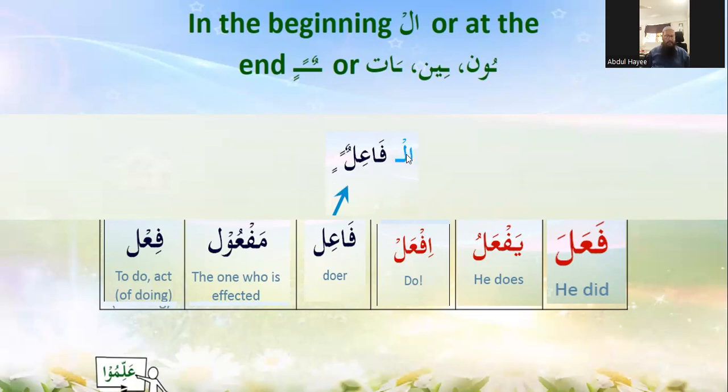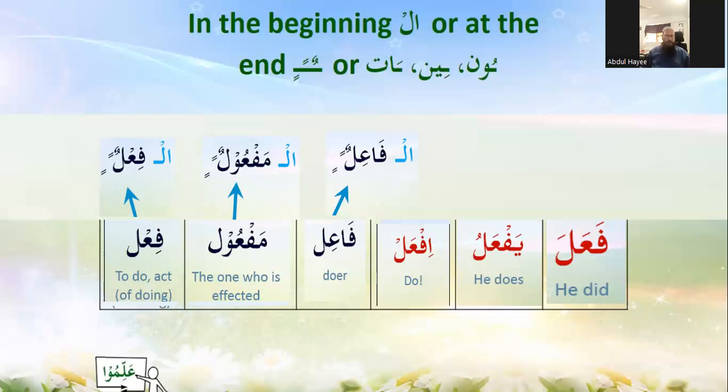If I attach alif lam, it may have the shape al-fa'ilu, wahid or the single dhamma, al-fa'ila, wahid or the single fatha, al-fa'ili, wahid or the single kasra. In the same way, I can have this from maf'ul: maf'ulun, maf'ulan, maf'ulin. When I attach alif lam, it becomes al-maf'ulu, al-maf'ula, al-maf'uli. And then we have the fail. In the same way, we have the three forms: fa'ilun, fa'ilan, fa'ilin, al-fa'ilu, al-fa'ila, al-fa'il.